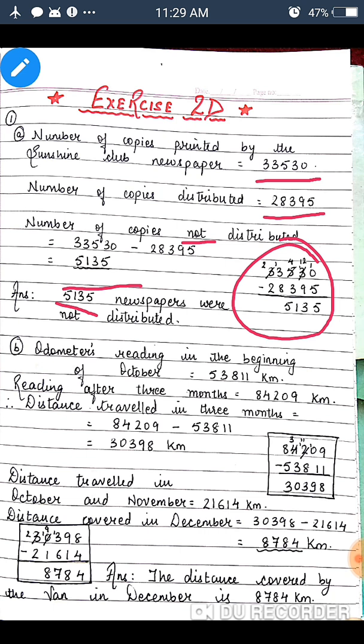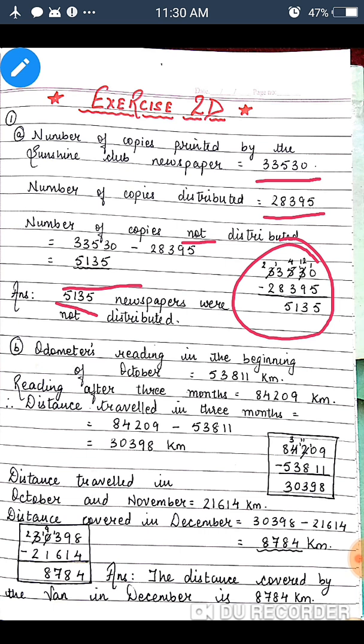The next one. The odometer of a van showed 53,811 kilometers in the beginning of October. After being used for 3 months, it showed 84,209 kilometers in the month of December. If it travelled 21,614 kilometers in October and November, then how much distance did it cover in the month of December?